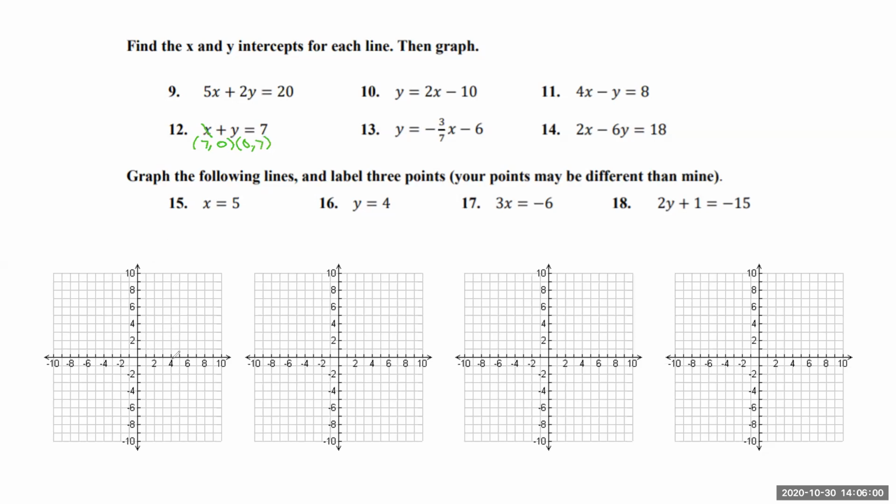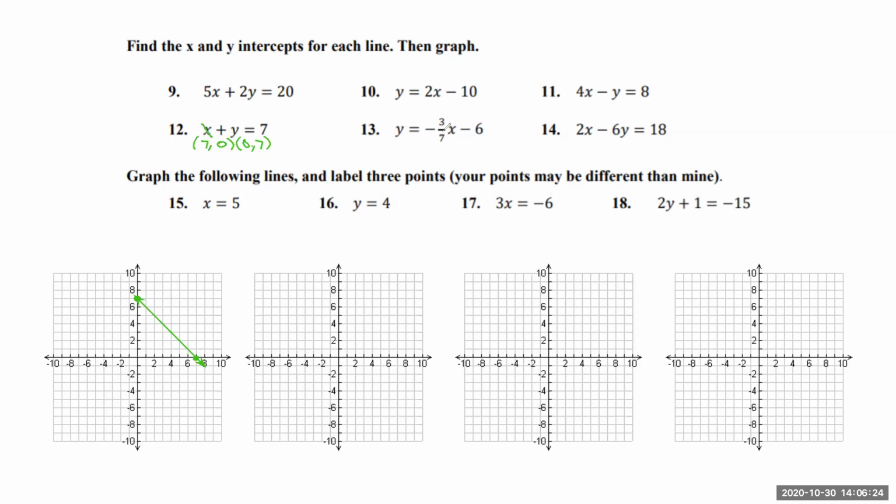Then we're going to draw that graph by drawing the 7, 0, and then the 0, 7. Then we just draw that line in between. It's super nice drawing lines like this because you just need 2 points and then you can go ahead and finish it.